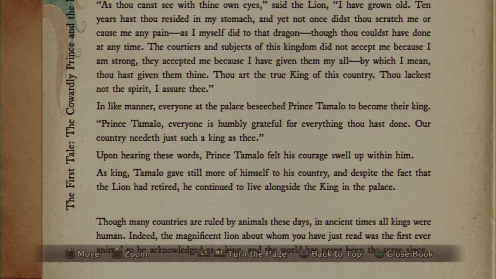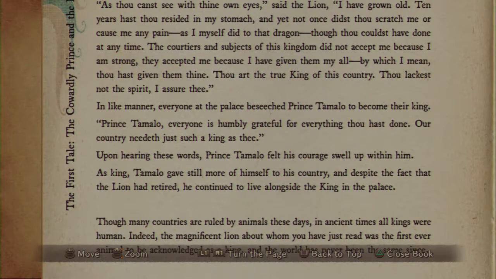In like manner, everyone at the palace beseeched Prince Tamalo to become their king. "Prince Tamalo, everyone is humbly grateful for everything thou hast done. Our country needeth just such a king as thee." Upon hearing these words, Prince Tamalo felt his courage swell up within him.